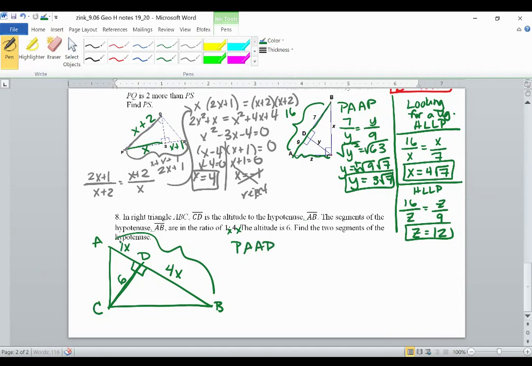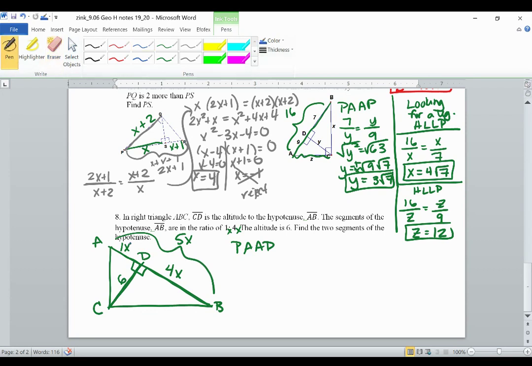So I'm going to take the length of my whole hypotenuse, which is 1x plus 4x, segment addition postulate, and so I have 5x. Oh, I'm sorry. We are not using that here. We're using PAP. Here's the eraser. So you want to use part of your hypotenuse. So actually I don't need to add those together at all.